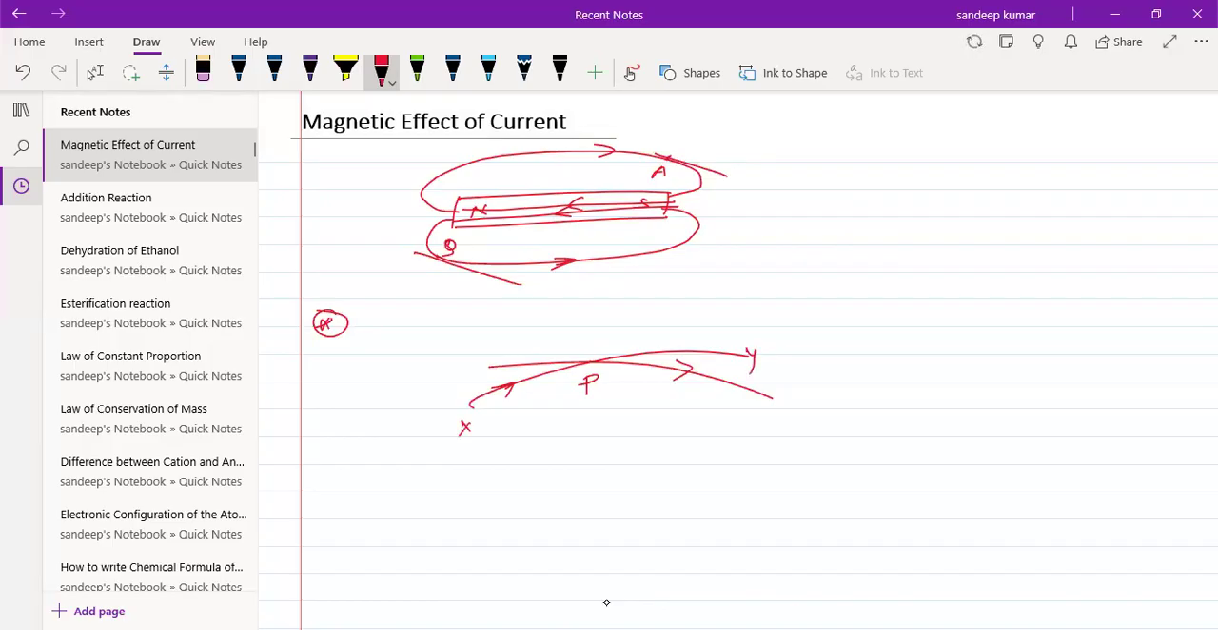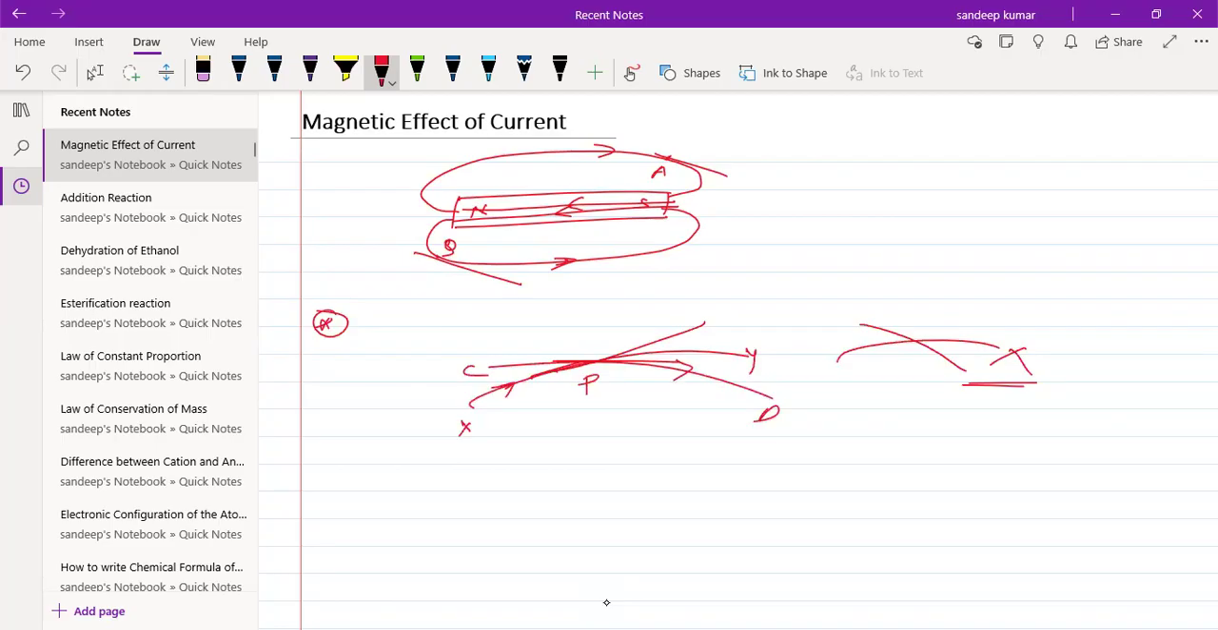For the curve XY, the tangent will be along this direction, correct? And for this curve, let's say this is the CD curve, where is the tangent? In this direction. So there will be two directions of magnetic field lines, which is not possible. That's why magnetic field lines never intersect each other. They cannot intersect each other. This is the question they ask for 2 marks.